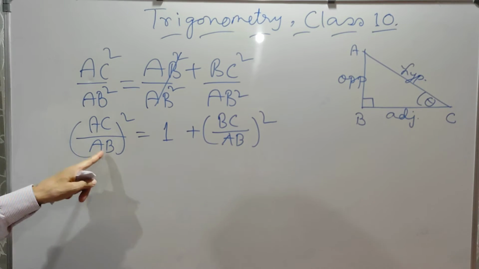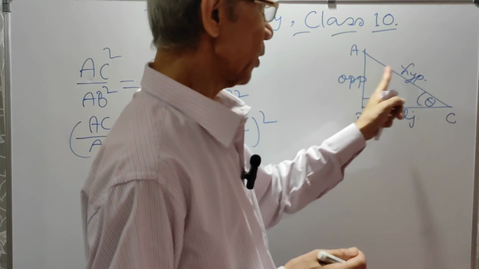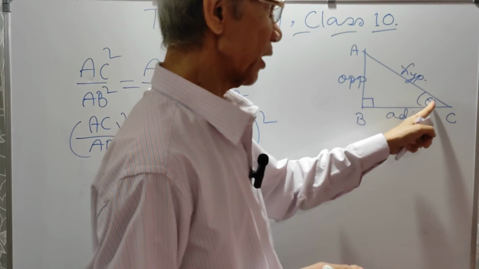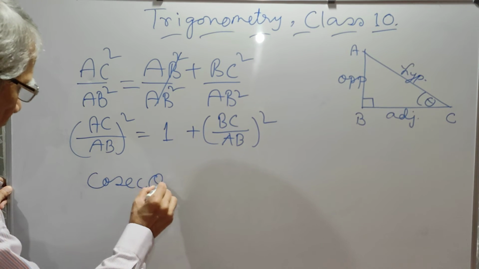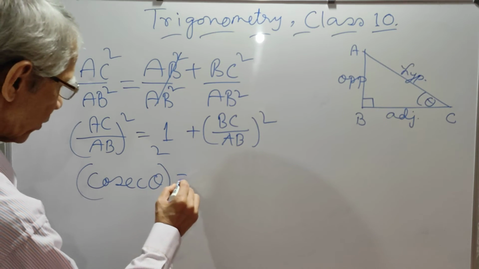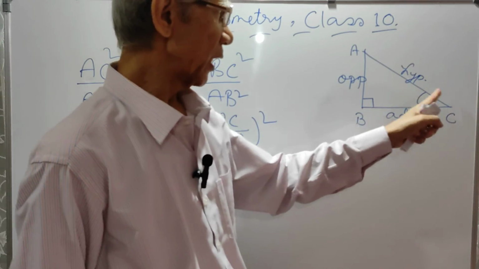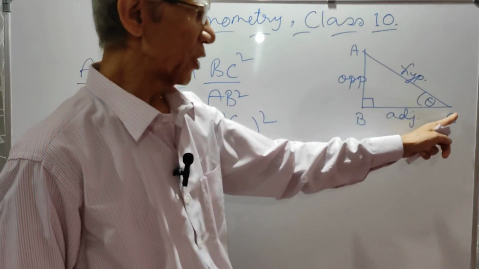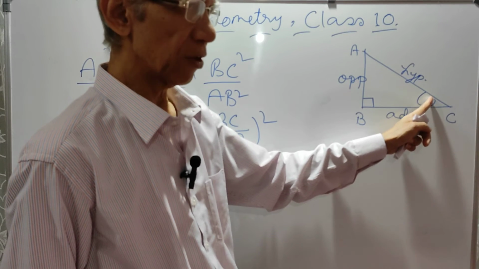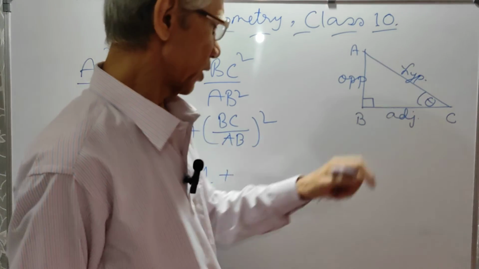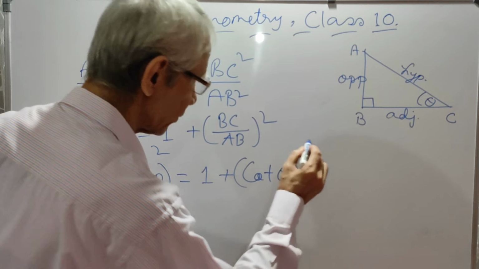So AC by AB whole square. Now what is AC by AB? AC by AB, hypotenuse by opposite. Hypotenuse by opposite is cosec. Cosec of this angle theta, that means cosec theta. So cosec theta whole square equal to 1 plus BC by AB. Now BC by AB is adjacent by opposite, that is cotangent of this angle, that means cot theta. So BC by AB will be cot theta. Cot theta whole square. All right.